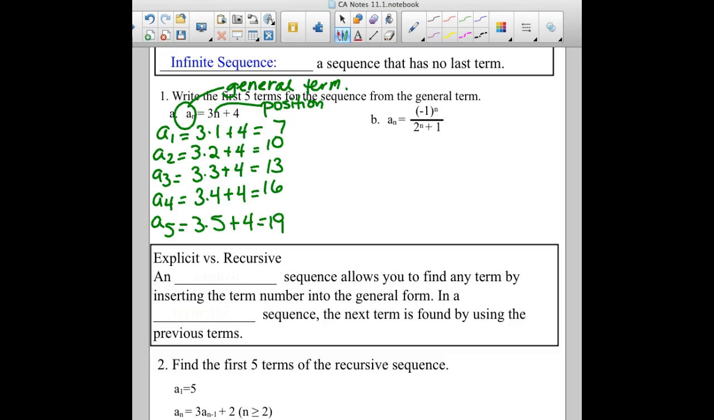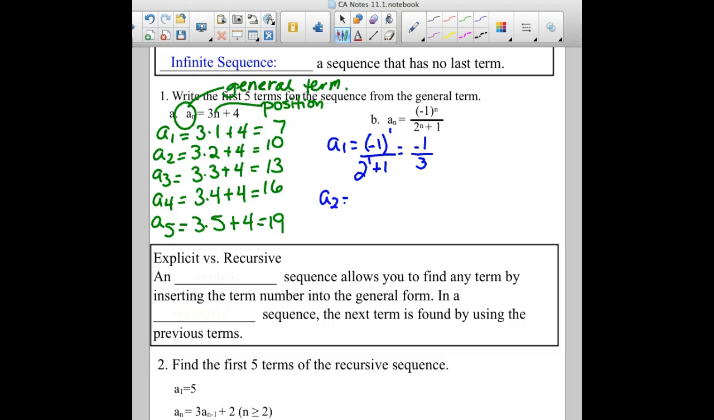Okay. For our second part, our general term says we are taking negative 1 to the nth power, and we're dividing by the expression 2 to the nth plus 1. So a sub 1 is going to be negative 1 to the first power divided by 2 to the first power plus 1. Well, negative 1 to the first is negative 1. 2 to the first is 2 plus the 1 gives us a 3. So the first term in this sequence would be negative 1/3.